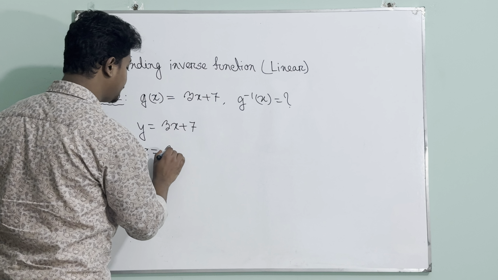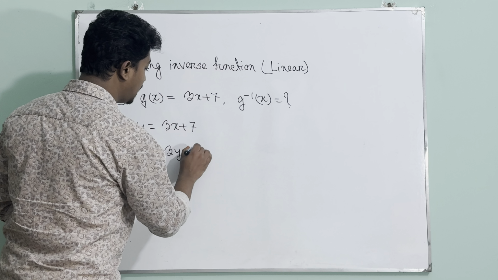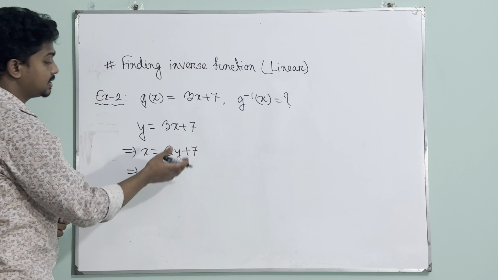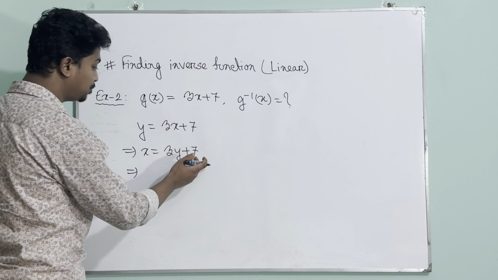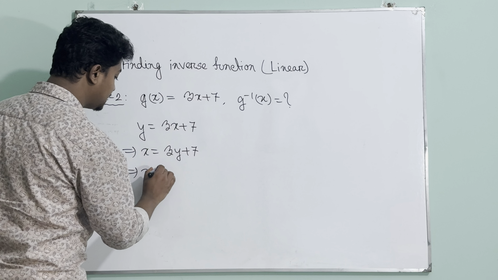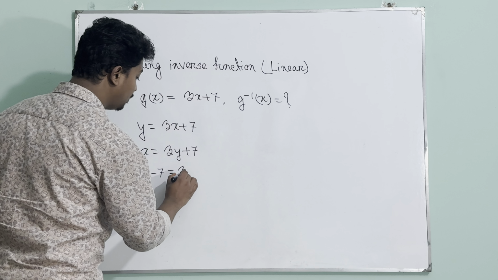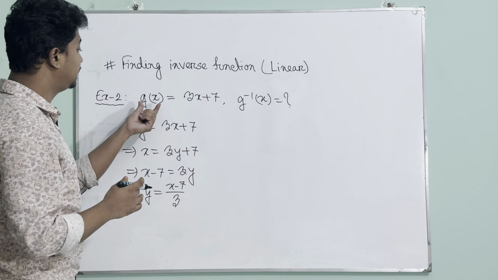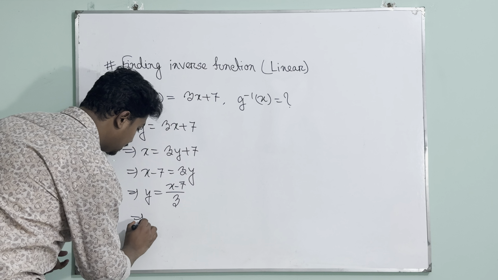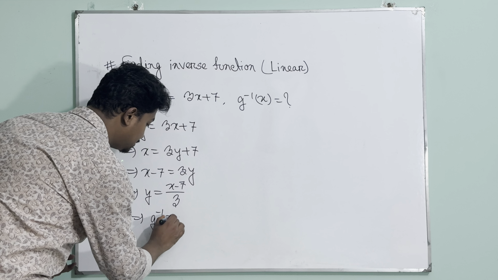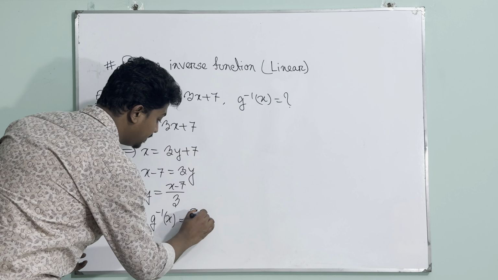So x equals 3y plus 7. Then we have to make y the subject of this equation. So we can just put the x on the left side and we'll have 3y. Now y is multiplied. If we just change the side, we're going to get y equals x minus 7 divided by 3. Now the very last step, we have to replace y with f inverse of x, or in this case g inverse of x. So g inverse of x is equal to x minus 7 divided by 3.